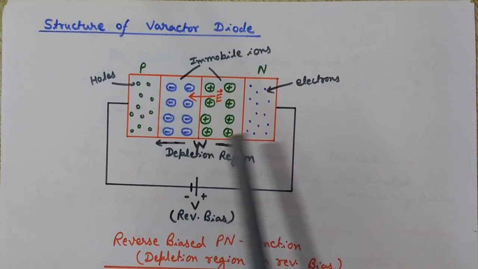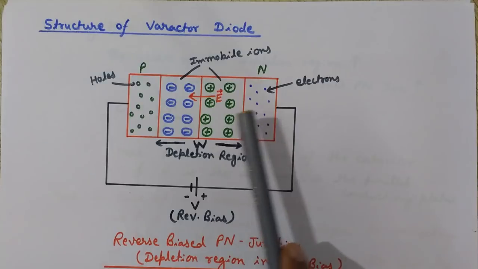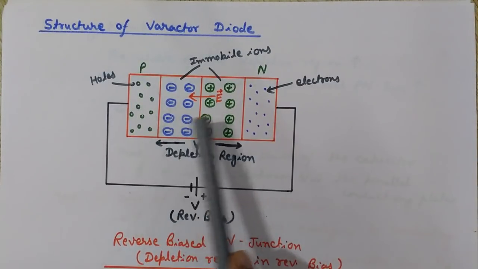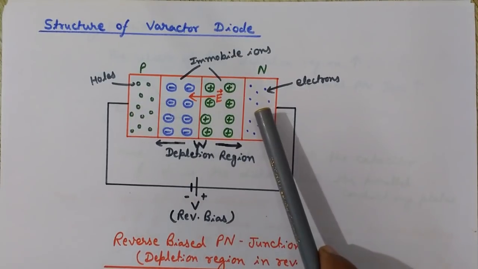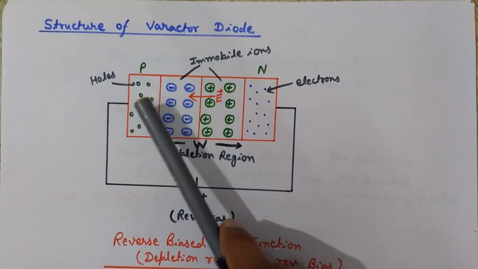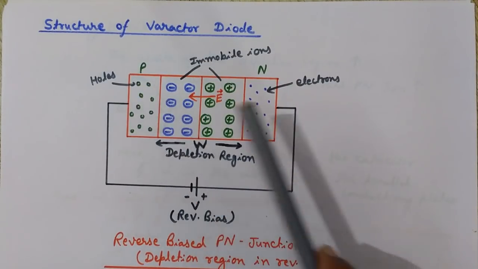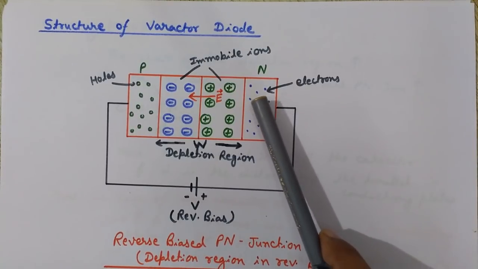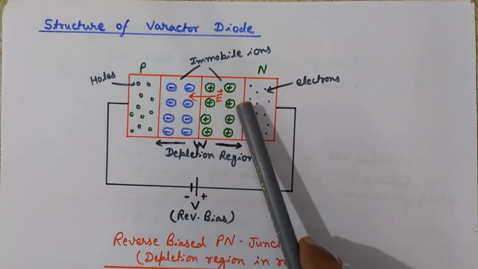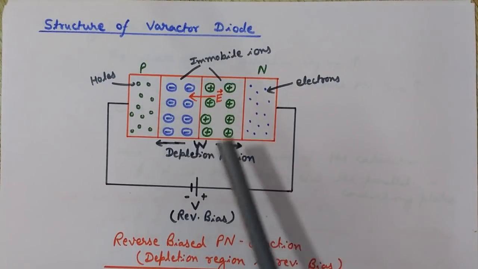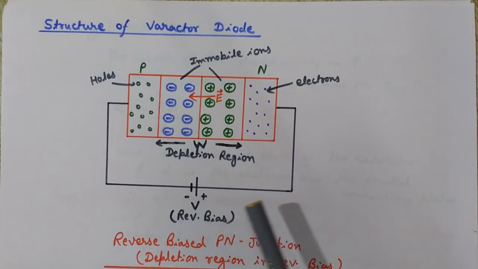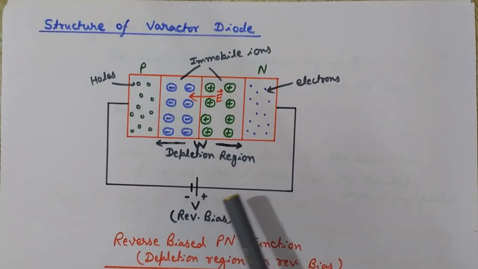Here I have explained the working of a Varactor diode, and this is nothing but a simple p-n junction. This is the p side, here is the n side. We know that in p we have holes in majority, and at the n side we have electrons in majority. This region from here to here is the depletion region. We have applied the reverse voltage, so this is a reverse biased p-n junction. So let's see here how things take place.